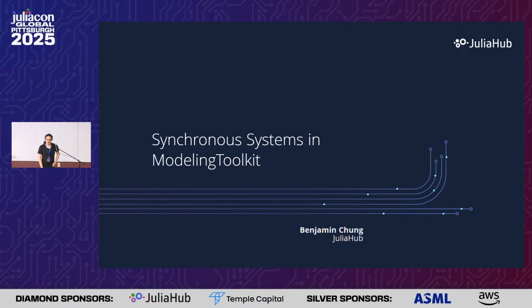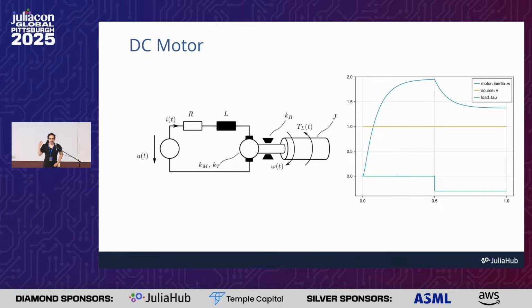So yes, I'll be talking about synchronous systems in ModelingToolkit and generally about discrete time modeling in ModelingToolkit going forward. To begin with, I'm going to talk about an example that if you've read our documentation, you've probably seen a lot. It's a simple DC motor. We have a voltage source that's connected through a resistance and inductance to a back EMF, which then spins a shaft and then has a load attached to it. In the simulation, the load starts out at 0, and then we have a step change, and then it causes the load to slow down.